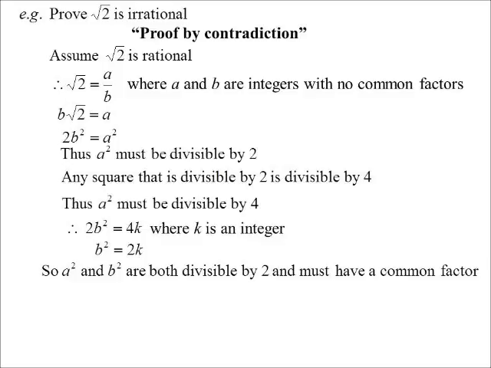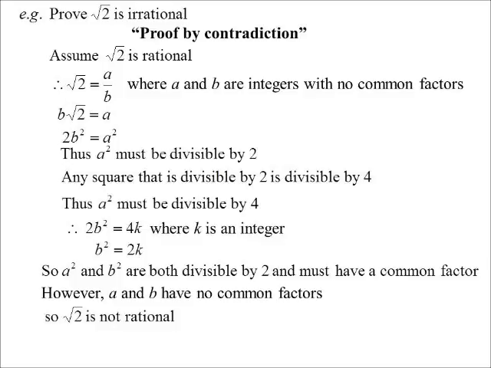But hang on, my assumption at the start said a and b don't have a common factor. If a and b don't have a common factor, and I've just proved it does have a common factor, my original statement must be false. So if my original statement is false, that the square root of 2 is rational, then the opposite must be true. Square root of 2 is not rational. The fancy word for that is irrational.